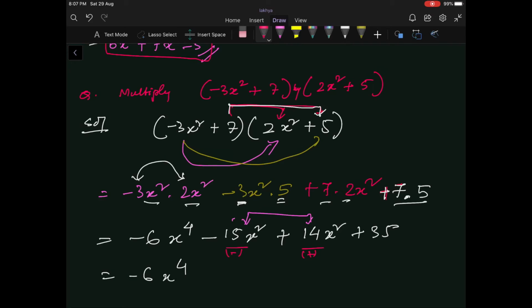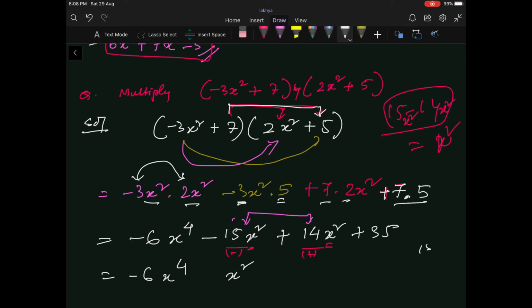Now subtract 15 minus 14. What are the coefficients? 15 here, and here you see it is 14. And 15 minus 14 is equal to 1. The variable is x square. So 15 x square minus 14 x square will be 1 x square, that means x square.